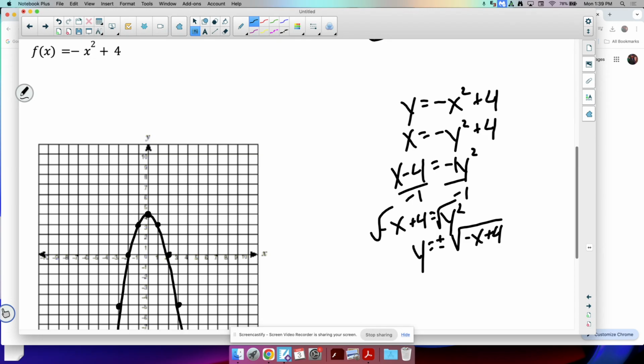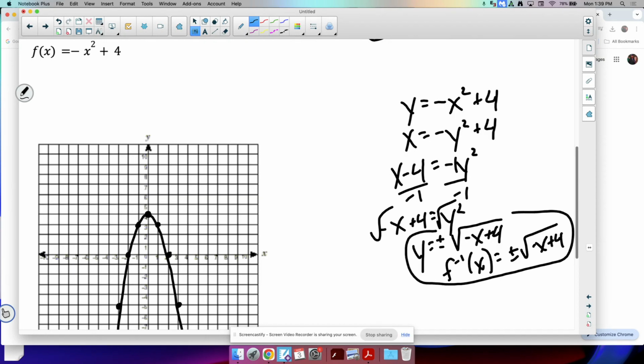If we want to be super perfect, instead of calling this y, what can we call it? F to the negative 1 of x, but your answer is the same thing. So these two equations mean the same thing. Using that little negative 1, it's just really easy to say, oh, this is the inverse of f, the one above it was the inverse of g.